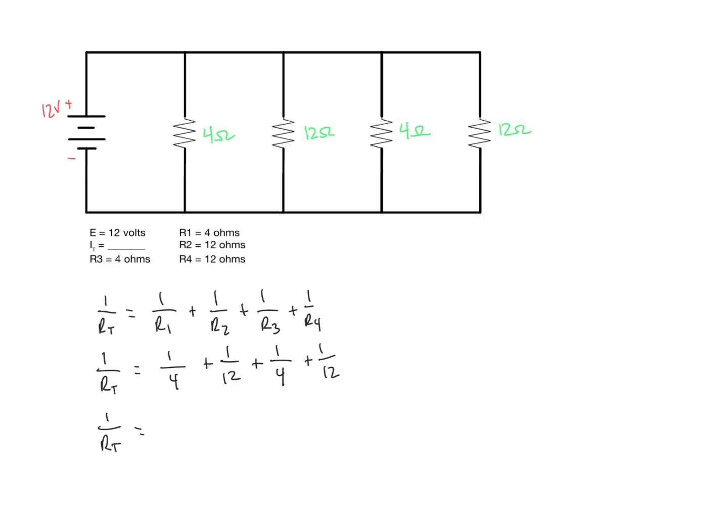So 4 and 12, the lowest common denominator is going to be 12. So that goes in 3 times. So 3 times 1 is 3. And then the same thing here. So then you get 3 plus 1 is 4. 4 plus 3 is 7. And 7 plus 1 is 8. So I end up with 8 over 12.